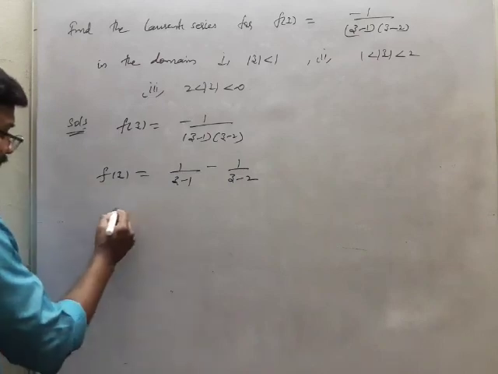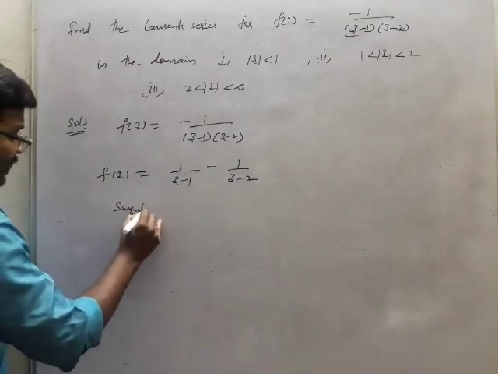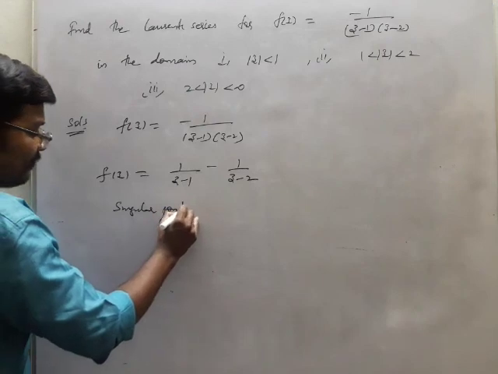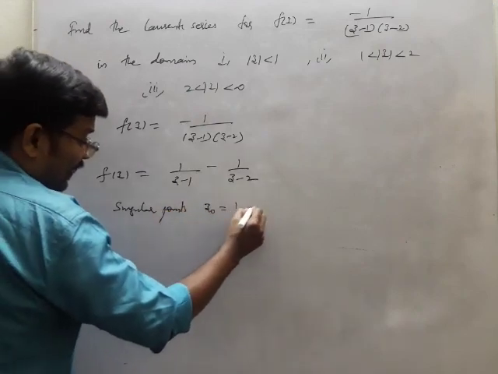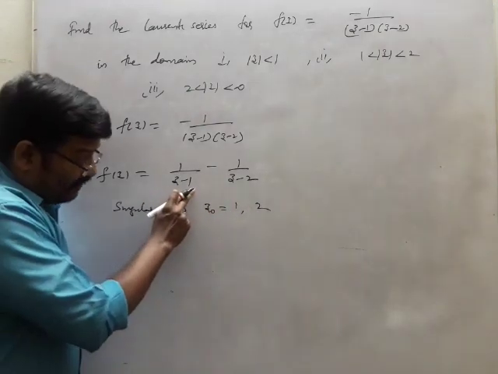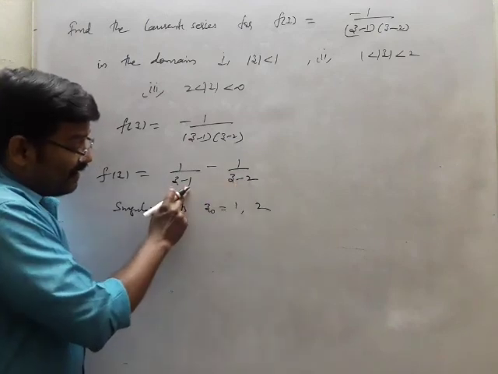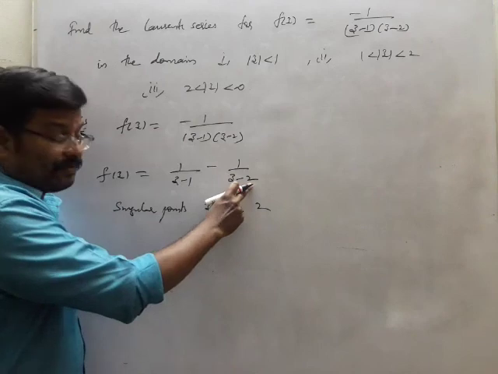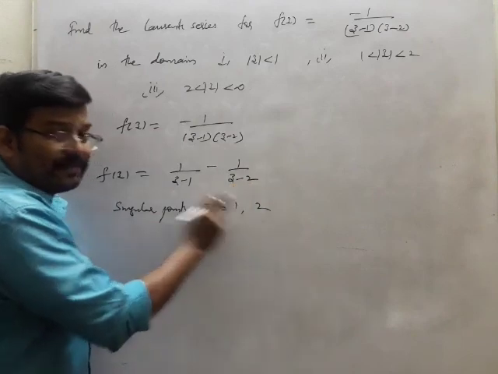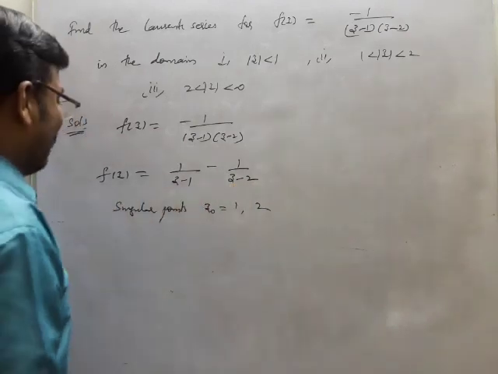So what are the singular points? The singular points, meaning z naught values, are 1 and 2. This is like z minus z naught, and this is like z minus z naught. z naught is 1, z naught is 2. So z naught is 1 comma 2. Okay, these two are the singular values.